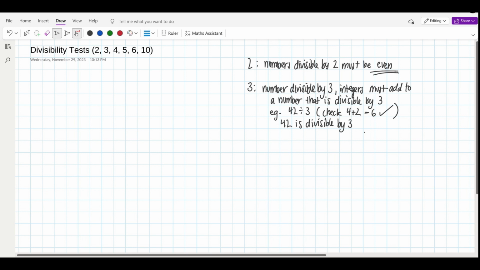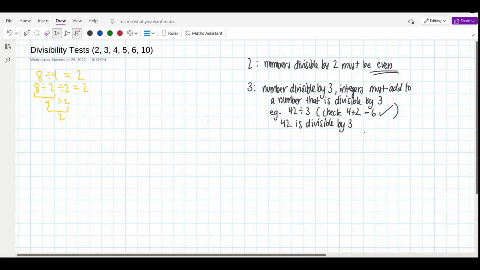Now let's take a look at 4. When we divide by 4, we have 8 divided by 4. We get 2, right? Another way to look at that is we can go 8 divided by 2 and then divide by 2 again. 8 divided by 2 is 4, and 4 divided by 2 is 2. So we actually get the same answer. So what we're doing here is we are halving a number twice, or we're dividing by 2 and then dividing by 2 again.